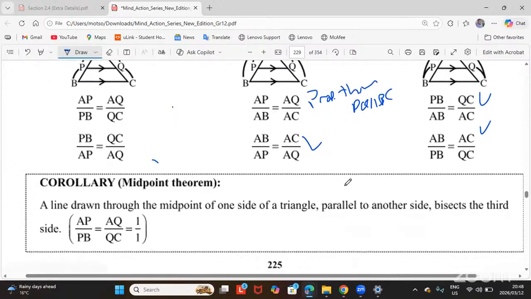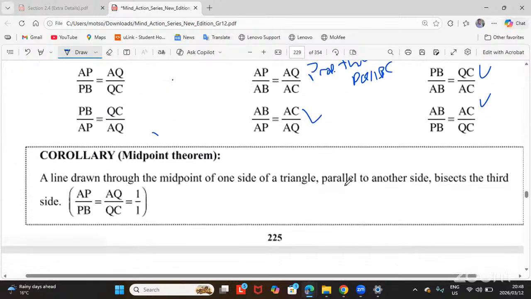Then we can proceed to the next corollary, which is the midpoint theorem. I think you guys know the midpoint theorem from grade 10. This corollary says a line drawn through the midpoint of one side of a triangle and parallel to another side bisects the third side. I always ask my students the definitions of these terms, bisect, intersect. What does bisect mean? Bisect means we cut something into two equal parts.